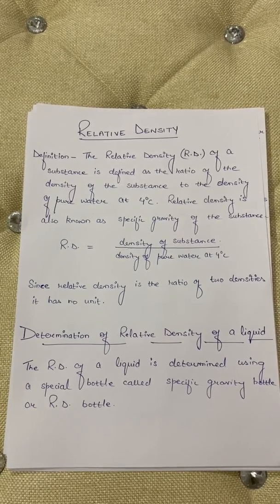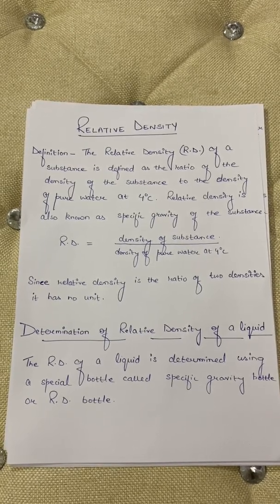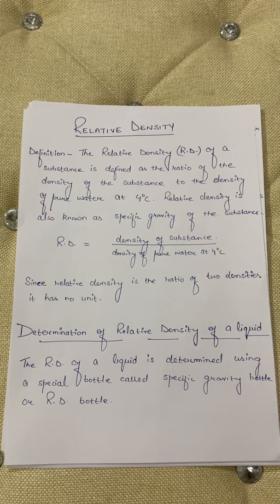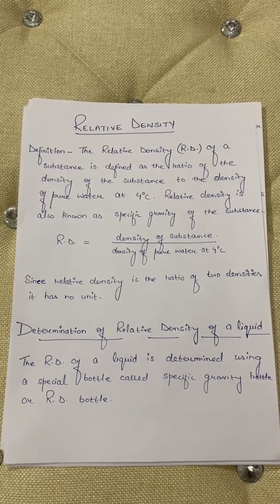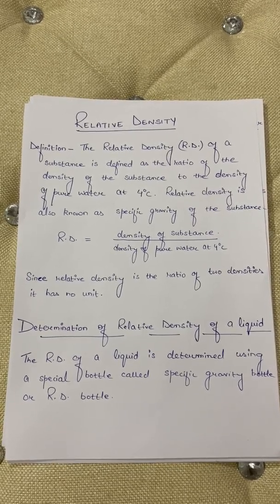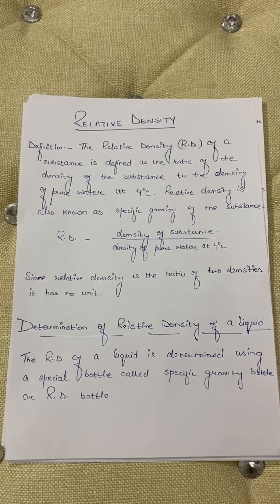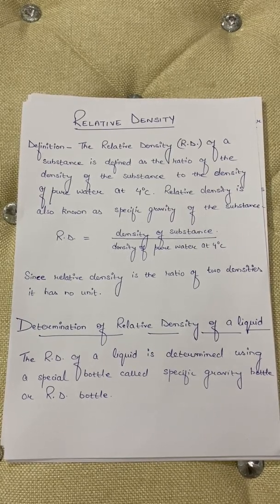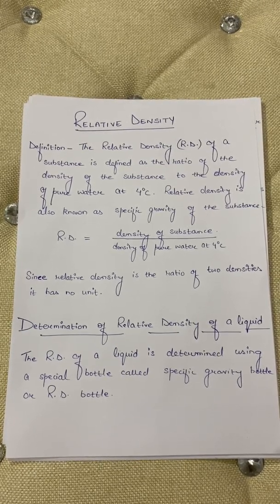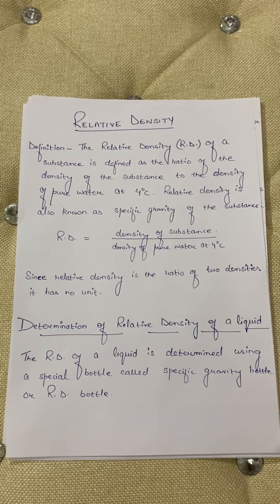If you look at this term, relative density, the term itself is self-explanatory. Relative density is actually the ratio of the density of a substance to the density of pure water, at 4 degrees Celsius. The definition is: the relative density of a substance is defined as the ratio of the density of the substance to the density of pure water at 4 degrees Celsius. And relative density is also known as the specific gravity of the substance.